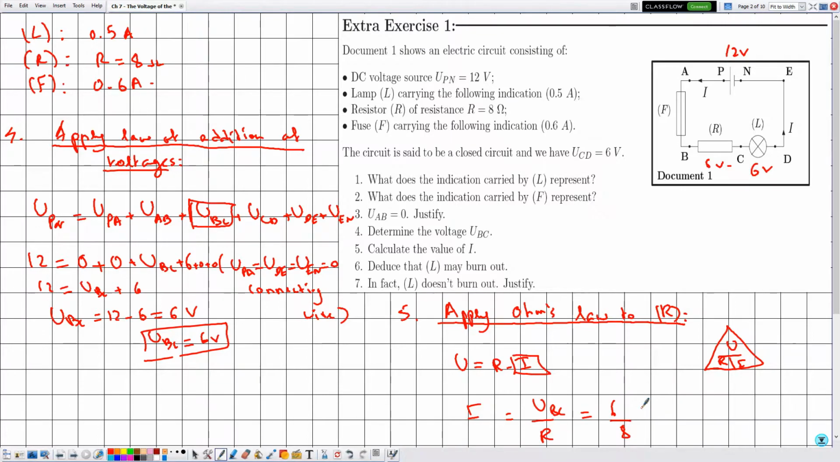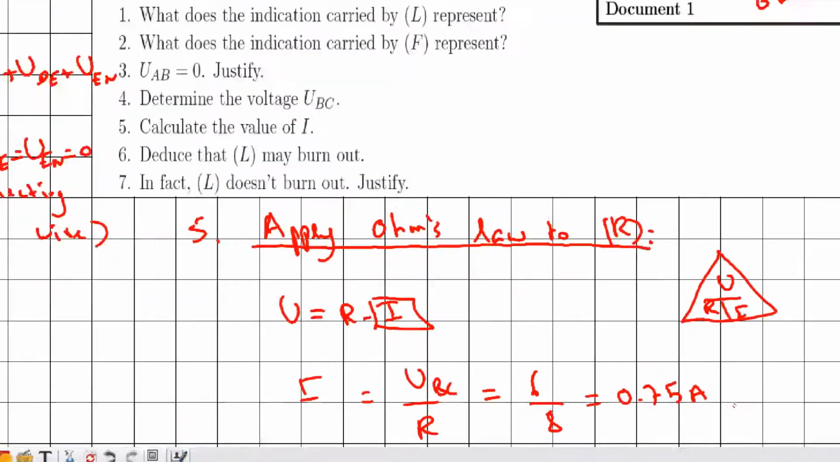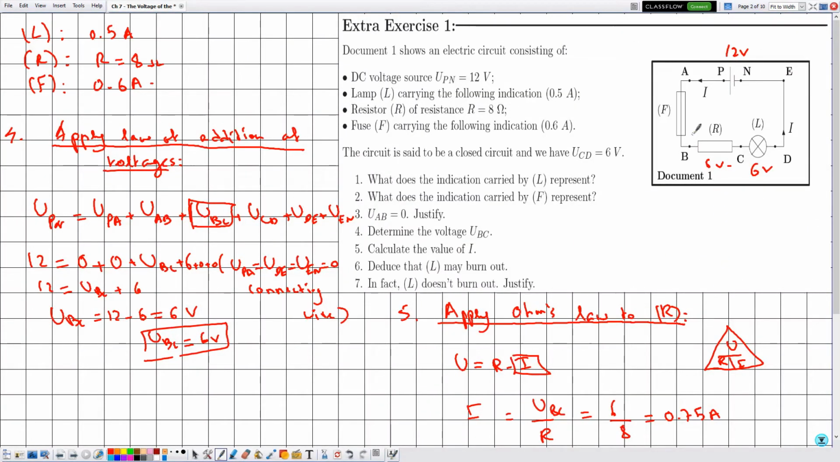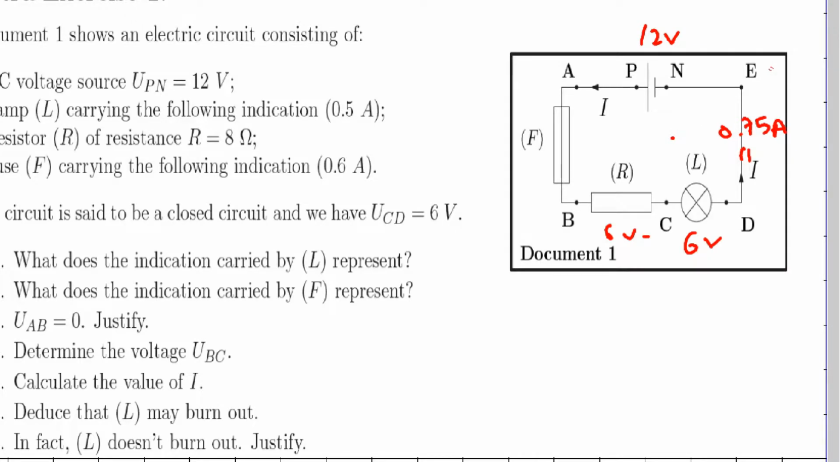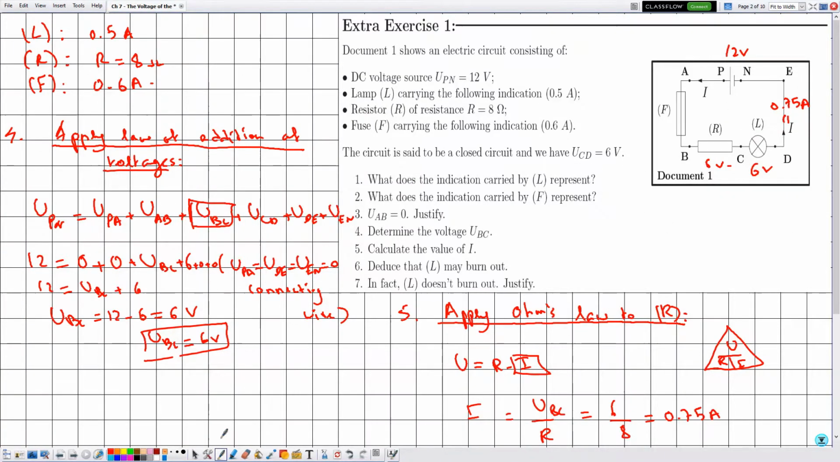Plugging this into the calculator, the value is 0.75. Since everything is expressed in SI, the value of I will be in SI, which is amperes. And let's label the traversing current on the electric circuit. So this is given by 0.75 amperes. Notice that this circuit only consists of one branch, which is the main branch, and the value of the current in all terminals is 0.75 amperes. Let me make some space.